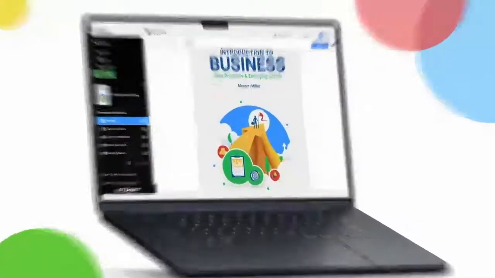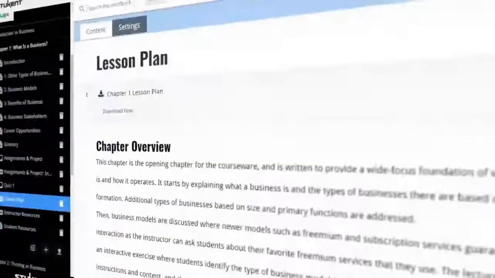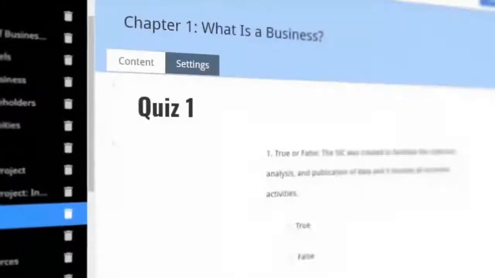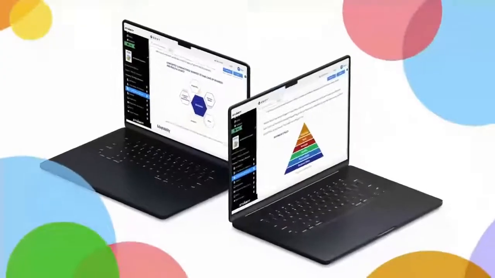This leading-edge courseware is authored by academic experts Dr. Laura Munoz and Dr. Rich Miller from the University of Dallas, and it includes engaging assignments and real-world projects, lesson plans, auto-graded quizzes, and more.